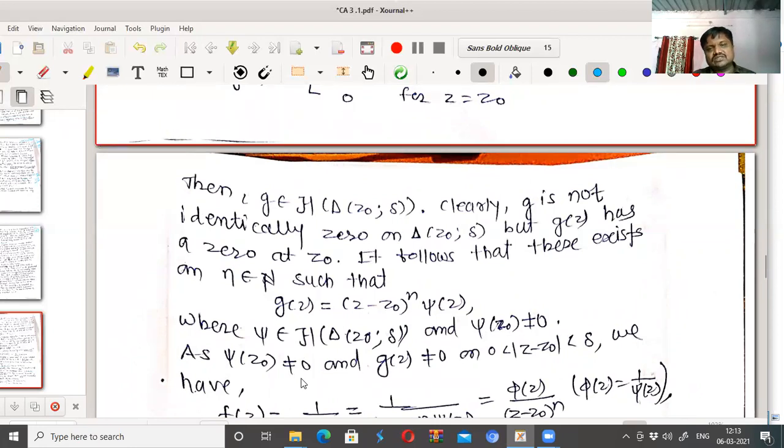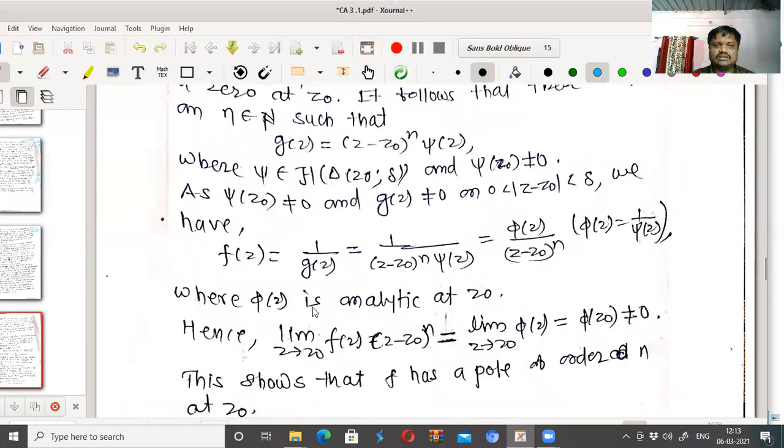As psi at z0 is non-zero and g(z) is also non-zero, on this disk we have f(z) equal to 1 upon g(z), that is phi(z) upon (z minus z0) to the power n, where phi(z) we have taken as 1 upon psi(z), which is analytic at z0. Hence, the limit as z tends to z0 of f(z) into (z minus z0) to the power n equals the limit as z tends to z0 of phi(z), that is phi at z0, which is not equal to 0.